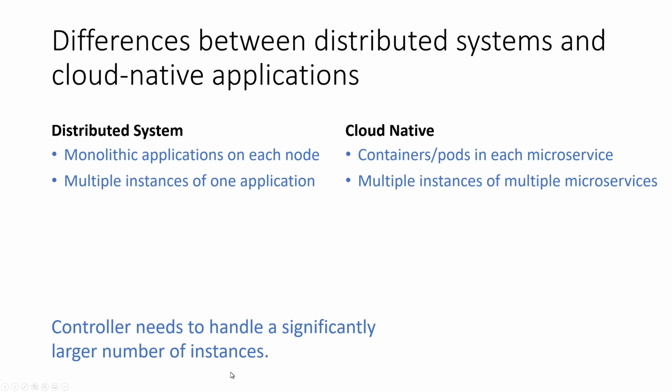In a distributed system, we usually have monolithic applications on each node, and thus the monitoring system needs to track multiple instances of this monolithic application. In a cloud-native application, we have multiple containers and pods in each microservice, and each node might run multiple microservices. So the monitoring system needs to track multiple instances of multiple microservices on multiple nodes. So it's usually a lot more instances to monitor.